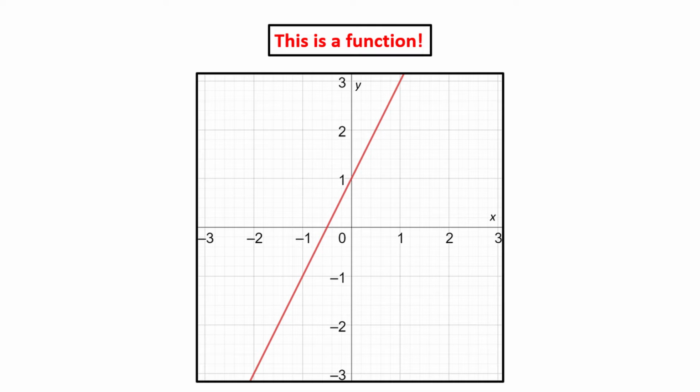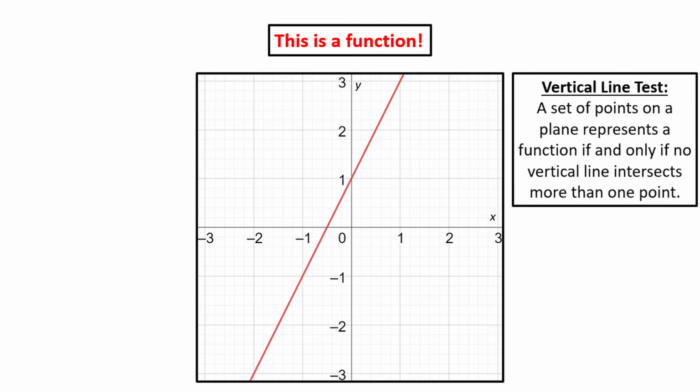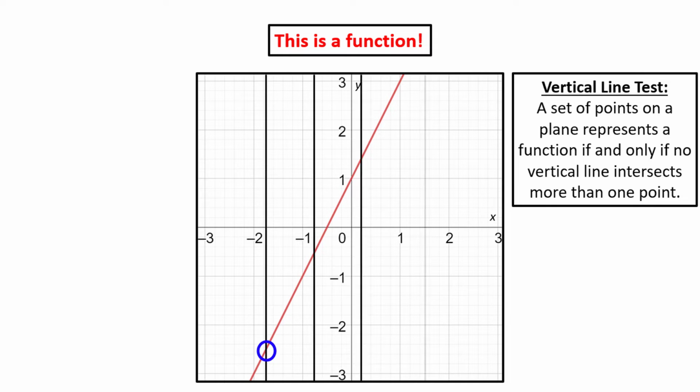An easy way to tell if a graph is a function is to use what is called the vertical line test. The vertical line test says that a set of points on a plane represents a function if and only if no vertical line intersects more than one point. In this case, everywhere you draw a vertical line through the graph, you will only intersect the red line at most one time. And therefore, we say that this graph has passed the vertical line test, meaning that it is a function.